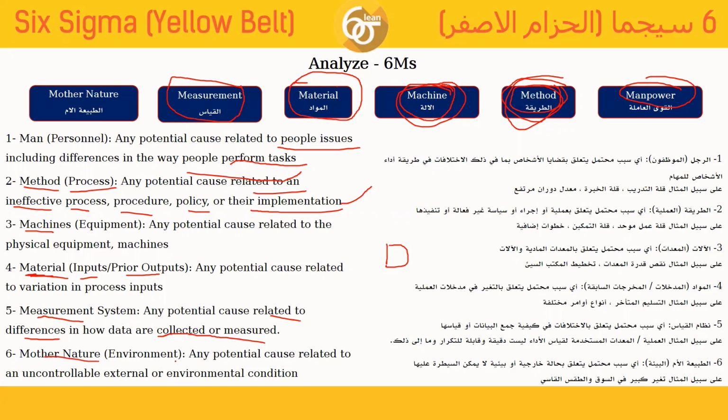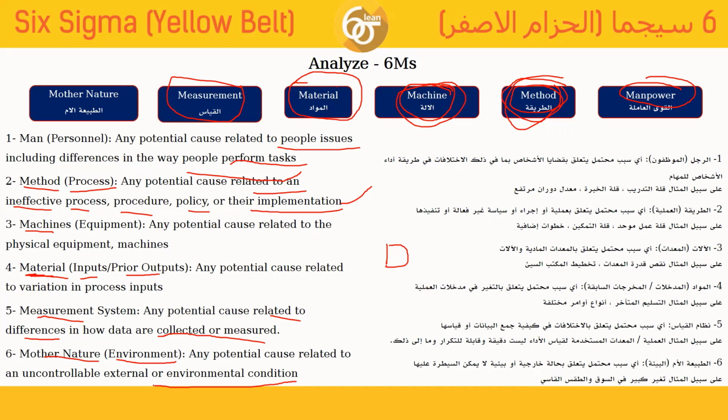We have the mother nature. Mother nature means the environment. Any potential root cause related to uncontrollable external or environmental conditions. For example, a tsunami, if you are in Japan, cannot be controlled. For example, what we are facing now, the coronavirus, also cannot be controlled. There is no 100% control on the coronavirus, so this can also be one of your root causes for some kind of problem.